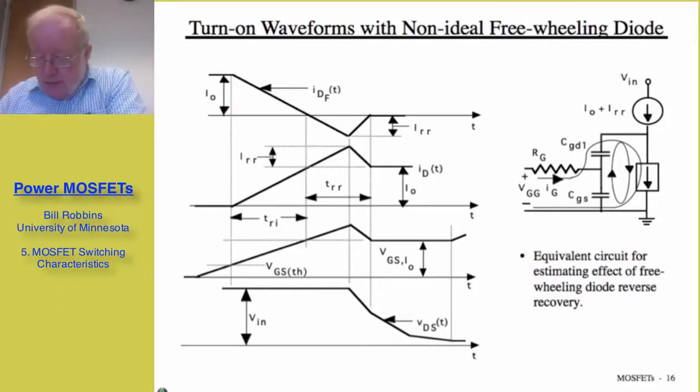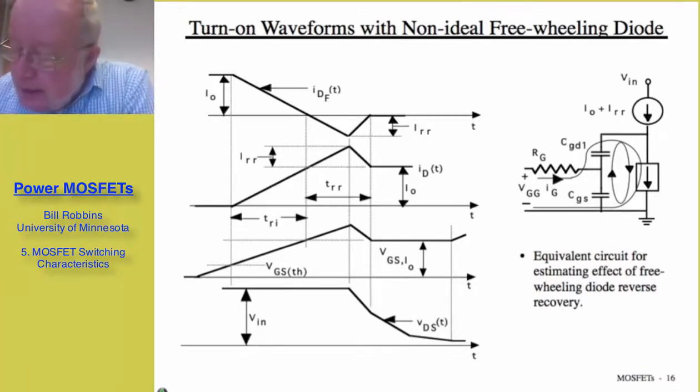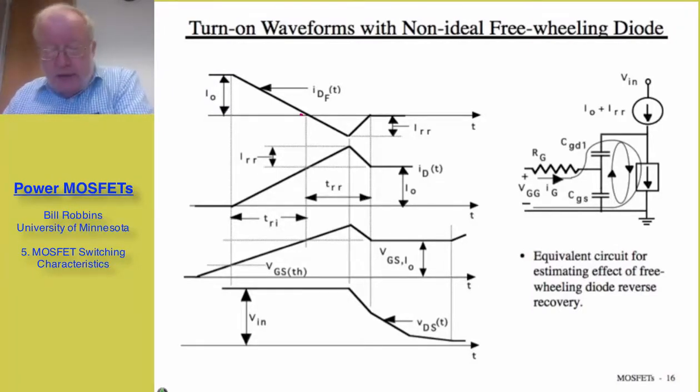The upper curve is a plot of the freewheeling diode current during the MOSFET turn-on, which starts at t equal to 0. After the turn-on delay time, at the start of the current rise time interval, the diode current begins to decrease, starting from the value I_0 down to 0. That takes the time interval t_ri, the current rise time, and corresponding to that, the drain current goes from 0 up to I_0.